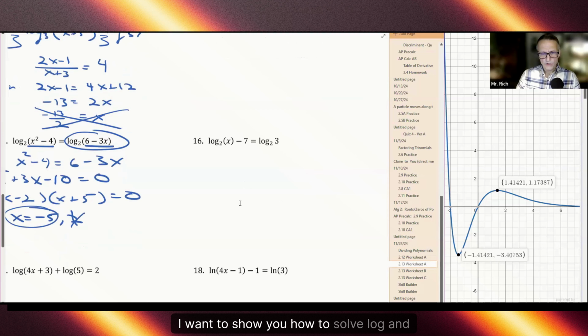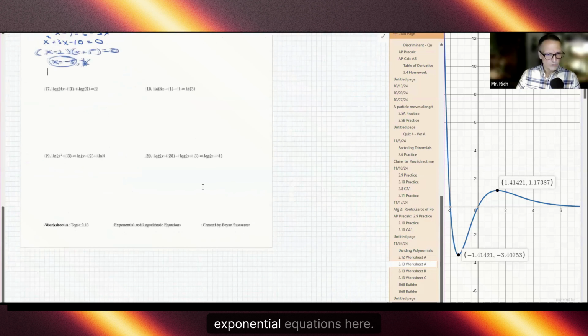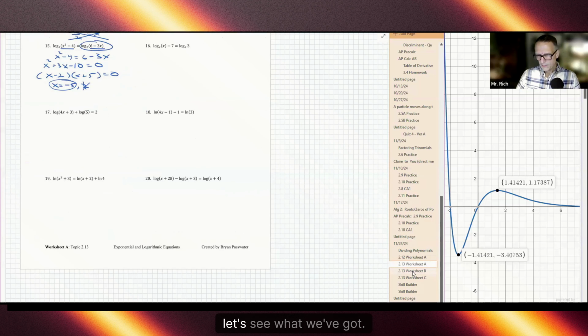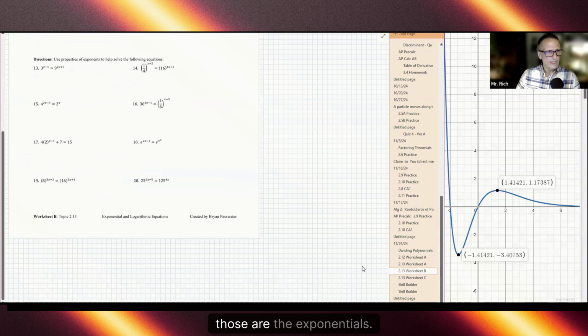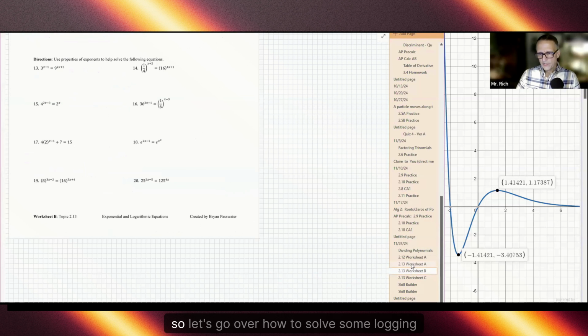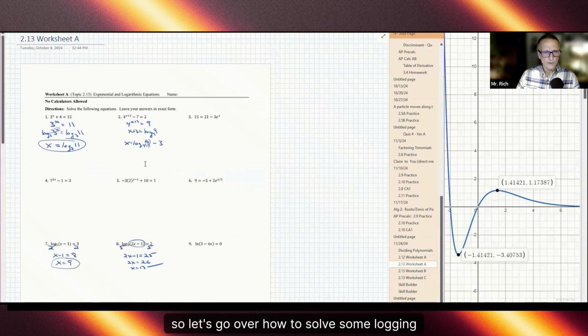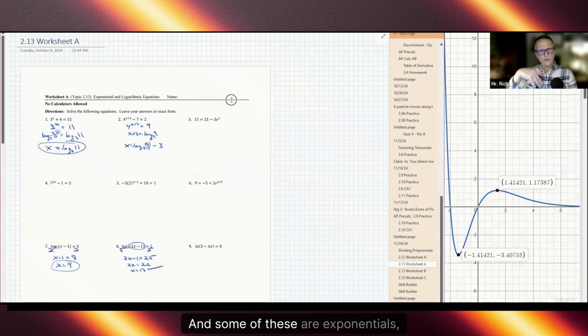I want to show you how to solve log and exponential equations here. And let's see what we've got, 213. Yeah, those are the exponentials. Okay, so let's go over how to solve some log equations. We'll start with, and some of these are exponentials too.